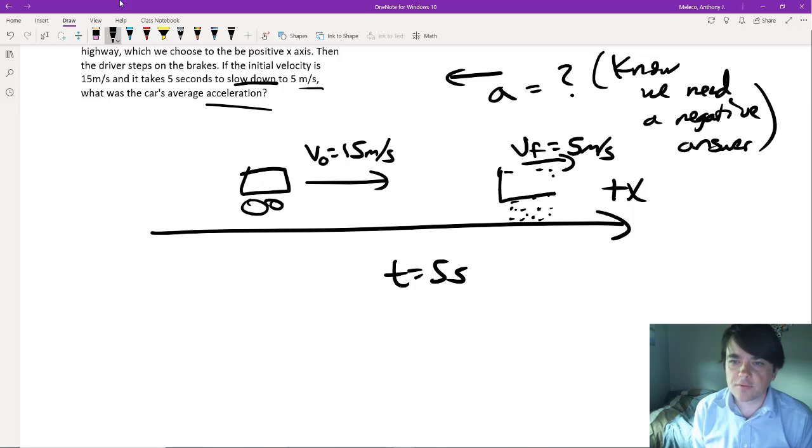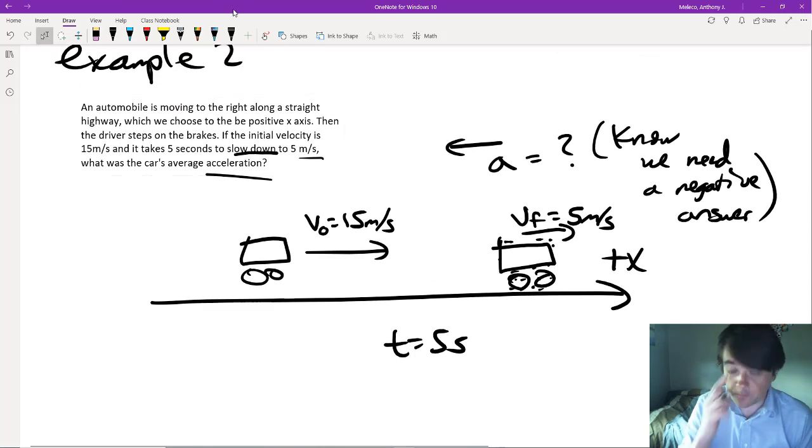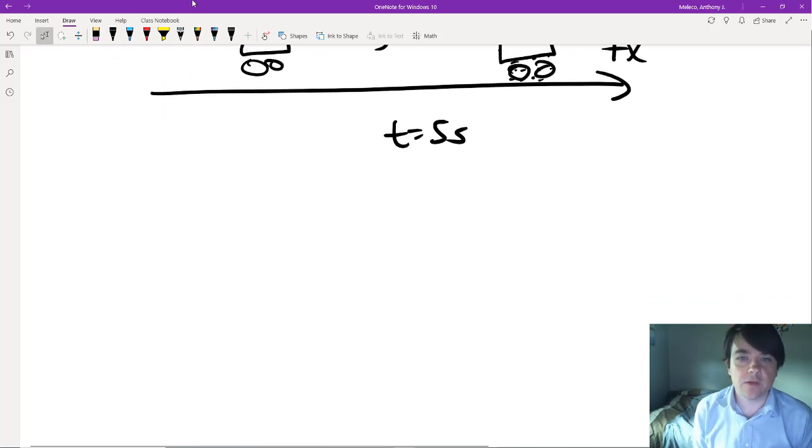And I guess I don't have to dot that guy in. I just wanted it to be clear that this is final state. Okay, so let's go ahead and do knowns and unknowns now. That's the second step.